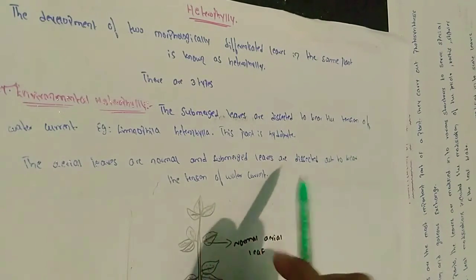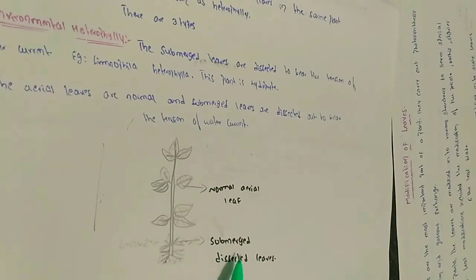These are the normal aerial leaves. These are the submerged dissected leaves. These grow underwater.